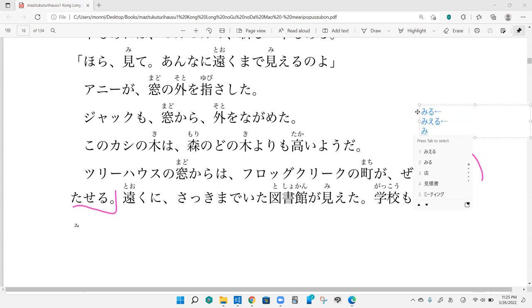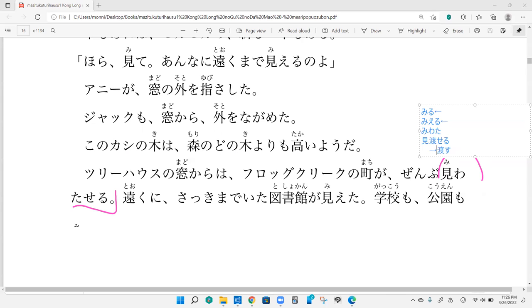So, miwataseru. You hear the e. Miwataseru. Miwatasu. It's because it's combining miru with watasu, is what happened. I'm sure you don't know what watasu means, but it's a pretty common word.